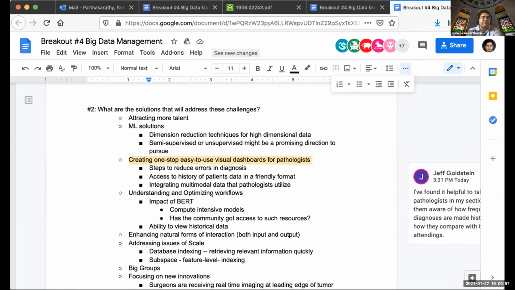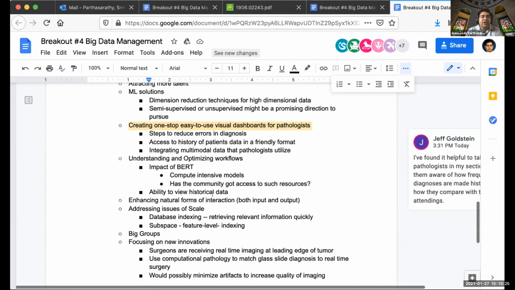We thought about some ideas of addressing issues of scale. In particular, several folks, both in the talks earlier today as well as in the discussion group, brought up the fact that the ability to go back and understand when have we seen a similar thing before. Being able to do this kind of subspace level, feature level indexing is something that they would like better support for, which they don't have right now.